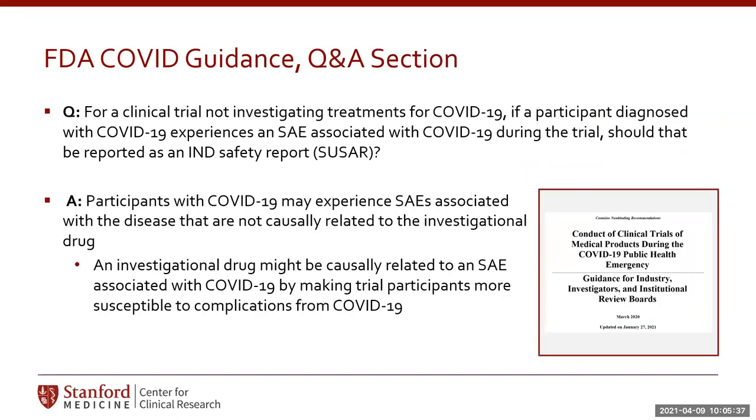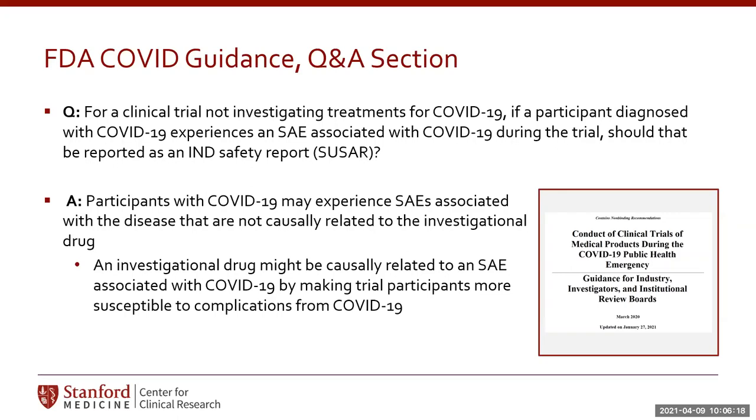And I'm sharing this example because it's relevant to our current reality. This is from a recent FDA guidance on the conduct of clinical trials in the times of COVID. It has a pretty hefty Q&A section, and one of the questions is exactly about this. So the question is, we are running a clinical trial, it's not investigating COVID treatments, but we have participants that are diagnosed with COVID and experience SAEs that are associated with COVID-19, for example, pulmonary embolism. Should that be reported as a SUSAR? And that's exactly a really good example for category C.